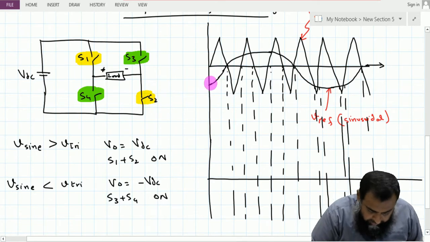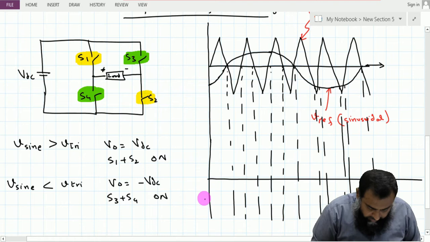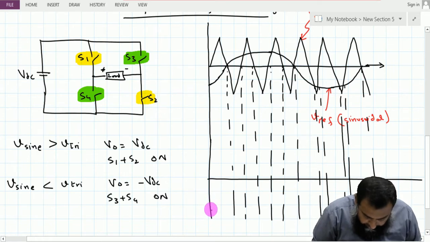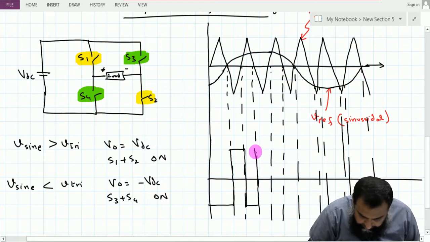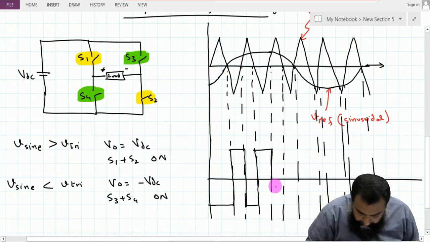So now during this particular time instant, we have this triangular waveform greater than the sinusoidal waveform, and therefore the output voltage is minus VDC. So we have this, then we have a plus VDC available till this particular time. Here we again have the triangular waveform greater than the sine waveform, so we have negative VDC, and here we have this type of waveforms available.